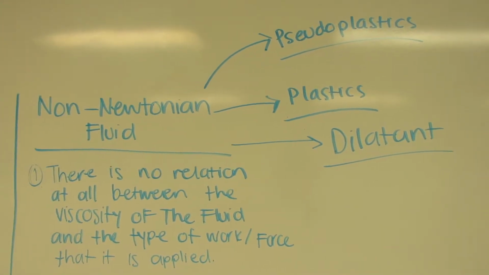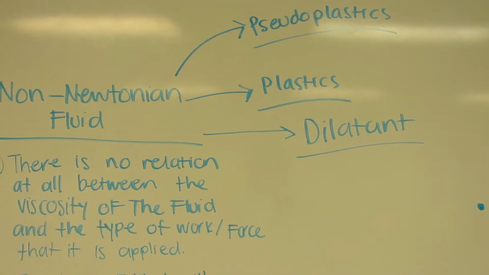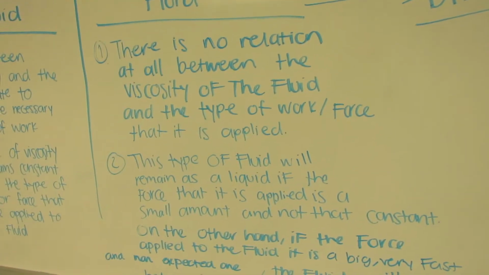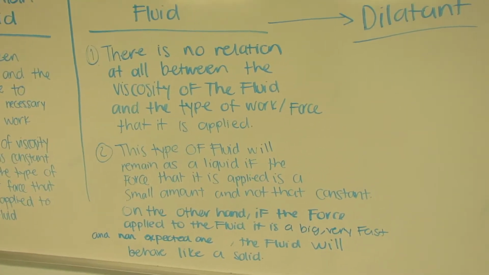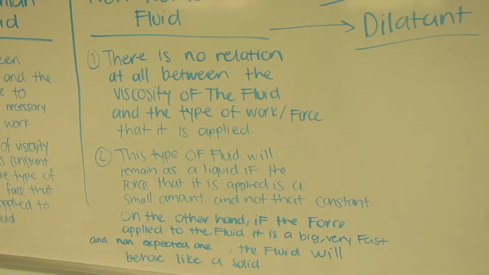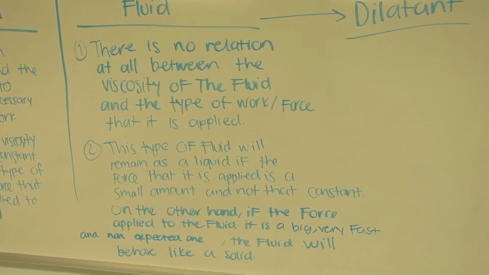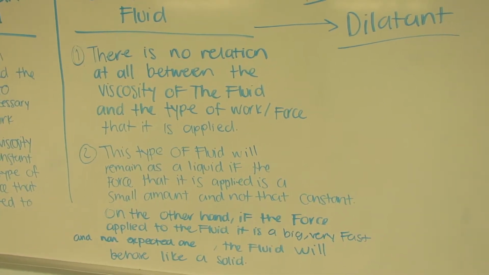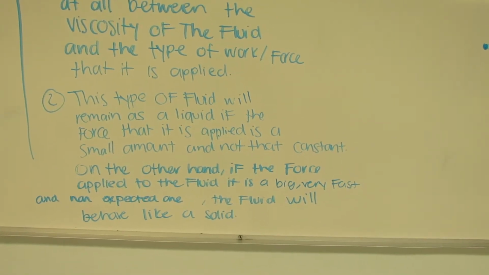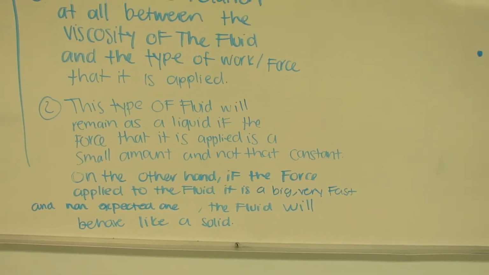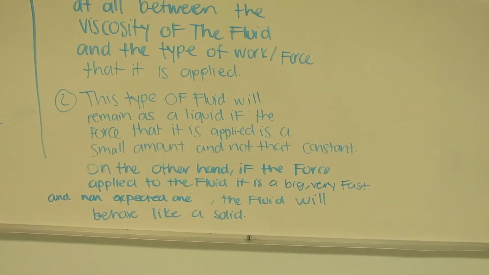There are 3 types of non-Newtonian fluids: the pseudoplastics, plastics, and dilatant ones. To understand how a non-Newtonian fluid works, there are 2 points of view also. The first one is that there is no relation at all between the viscosity of the fluid and the type of work or force that is applied. On the other hand, if the force applied to the fluid is big, very fast, and unexpected, the fluid will behave like a solid.